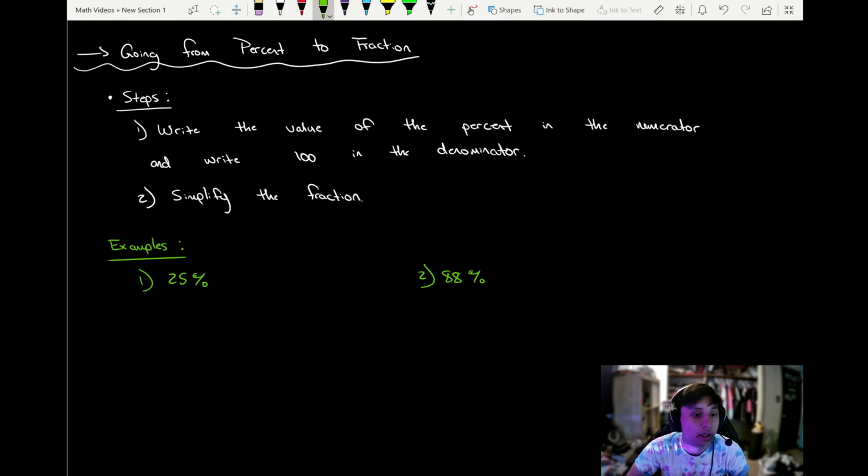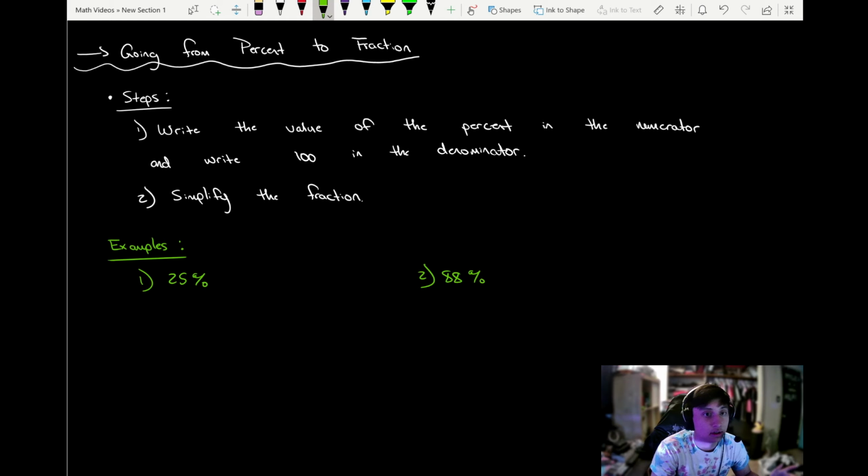Okay, so the first thing we're going to do is learn how to go from percents to fractions. So here are the steps. There are two of them. First step is write the value of the percent in the numerator and write 100 in the denominator. Second step is simplify the fraction. So step one, we create the fraction, and step two, we simplify. Very, very simple.